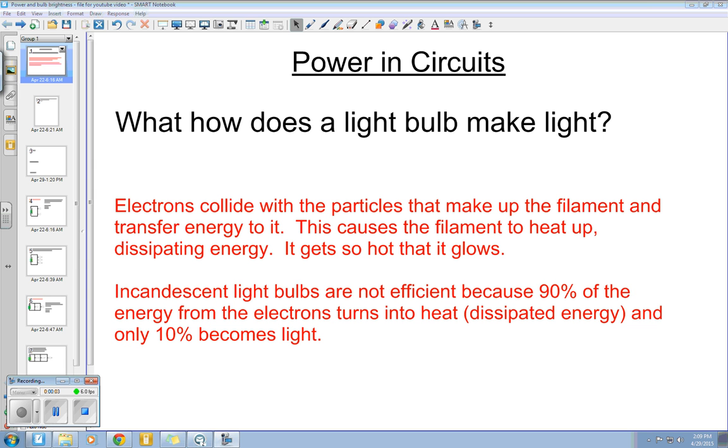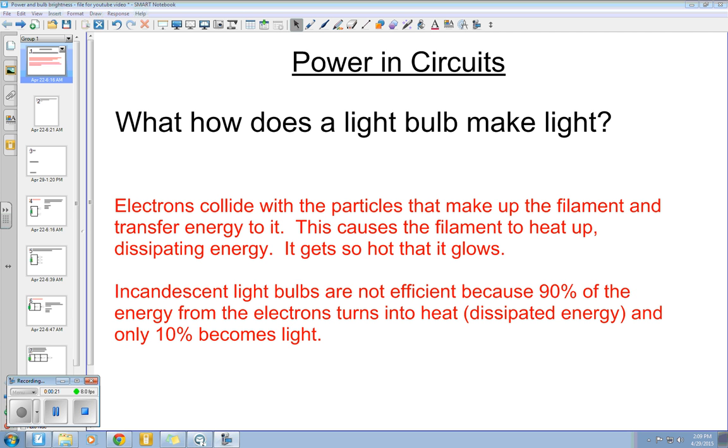In this video, we're going to talk about power in circuits and how power is dissipated. A great way to look at power in a circuit is to think about light bulbs. Now we're going to think about incandescent light bulbs, which are kind of old school by now because most of the light bulbs we use are compact fluorescents.